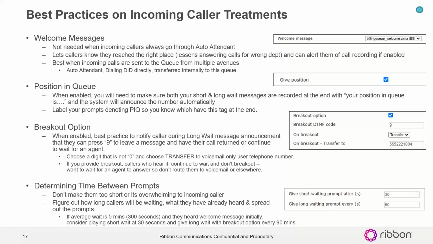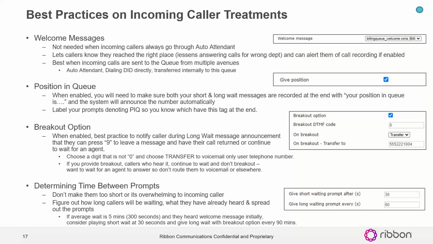The breakout option, I really like that too. Best practices here, don't put it as 0. Everybody knows press 0 and people start punching stuff. So tell them in the long wait message that it's a different number. Maybe it's 9, maybe it's 8, maybe it's something. And use that possibly to transfer to a voicemail only user. Well, first of all, it's their choice, not that they get pushed to voicemail. That's very frustrating for a caller.